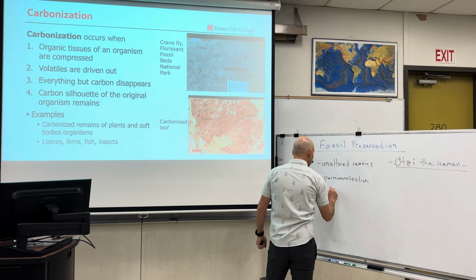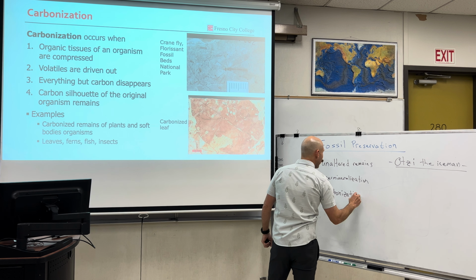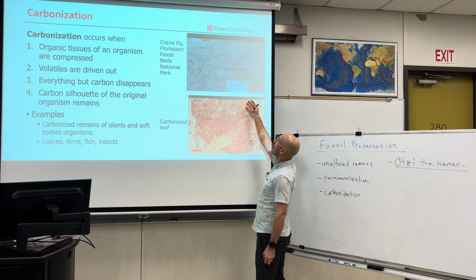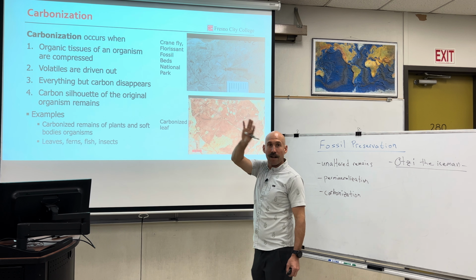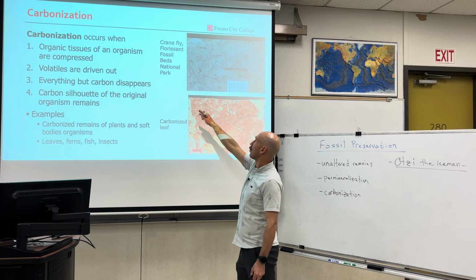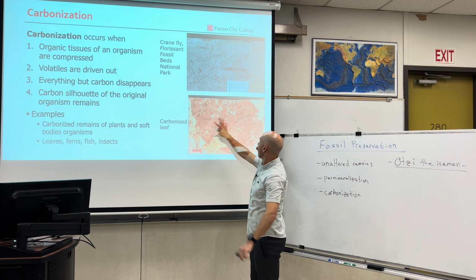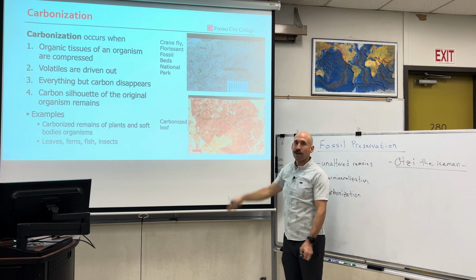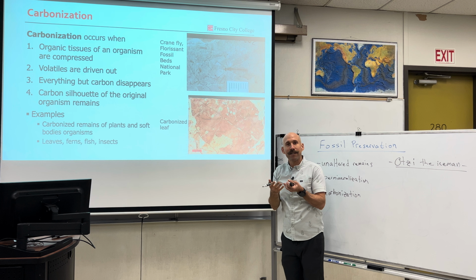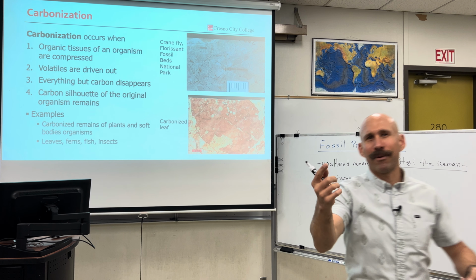Carbonization is when an imprint is left in soft sediment. So we've got a multi-step process. Organic tissues of an organism are compressed. The volatiles are driven out. Everything but the carbon disappears, leaving a carbon silhouette. So leaf imprints that you often see in fossils are, and actually I've got one right here.